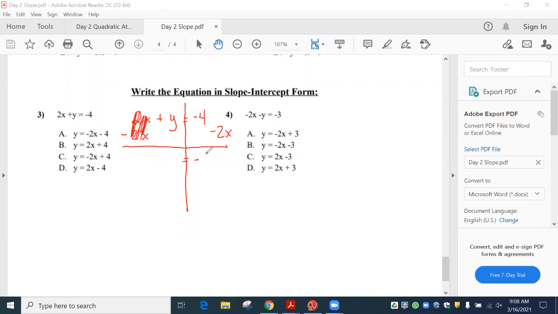So we're going to put -2x up front, and then the -4 in the back, and then this y just comes down. Now, y's by itself, that was my goal, so you should be able to look at your answers and see the answer. So which answer gives me y equals -2x minus 4?